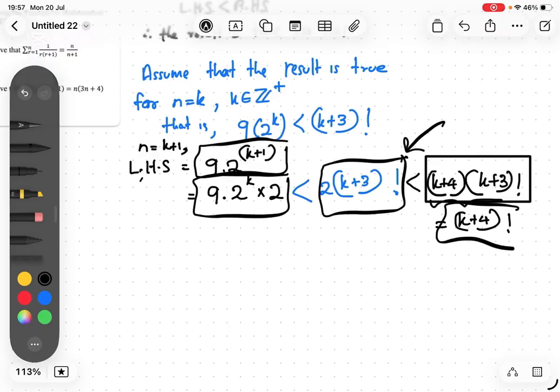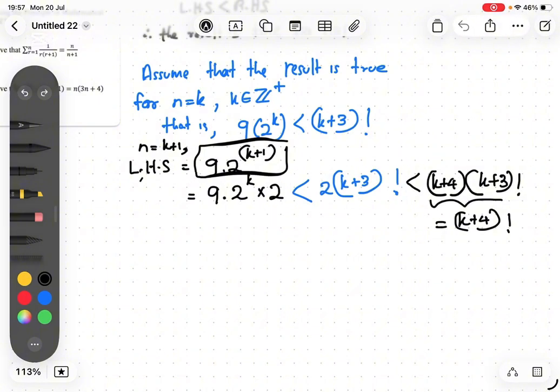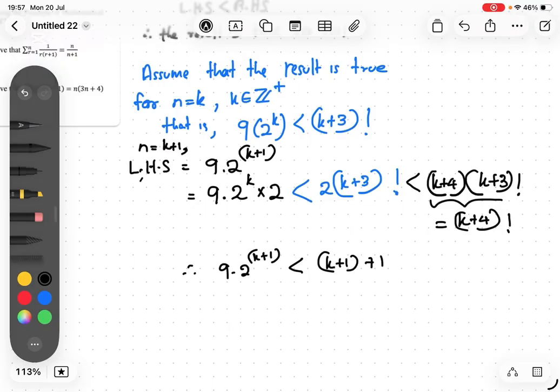This is even less than this one, and it is equal to this one, which means finally what we have got is 9 times 2 to the power k plus 1. Therefore 9 times 2 to the power k plus 1 is less than k plus 1 plus 1 factorial. Therefore the result is true for n equals k plus 1.